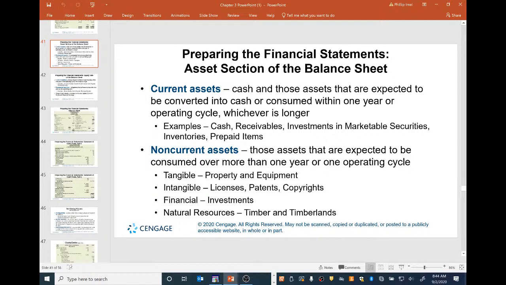Financial investments, okay, so like available for sale investments, or say we're holding bonds for the long term. Then natural resources like timber, timberlands and like oil and gas, stuff of that sort, non-current. So that's if we own those mines and stuff like that, minerals and stuff like that. So everyone good on the difference between current and non-current assets?